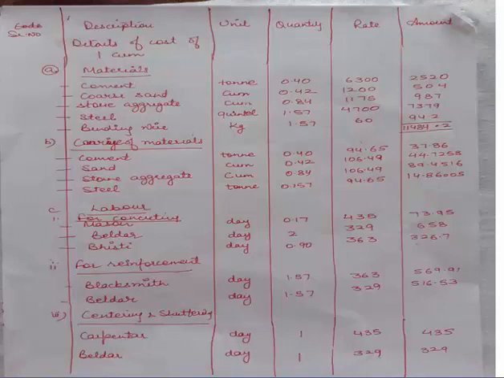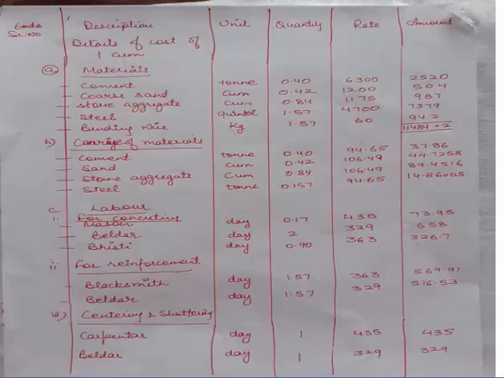Now carriage of the material, again cement, sand, stone aggregate and steel. For steel, the rate of the carriage will be the same as that of the above given, that is cement. Then the labor part will be divided into different components, which is for the concreting, for reinforcement, for centering and shuttering, and for binding of the steel.